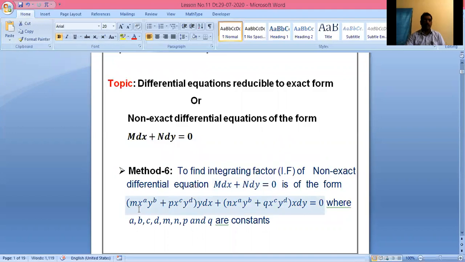(m x to the power of a y to the power of b plus p x to the power of c y to the power of d) y dx plus (n x to the power of a y to the power of b plus q x to the power of c y to the power of d) x dy is equal to 0, where a, b, c, d, m, n, p and q are constants.